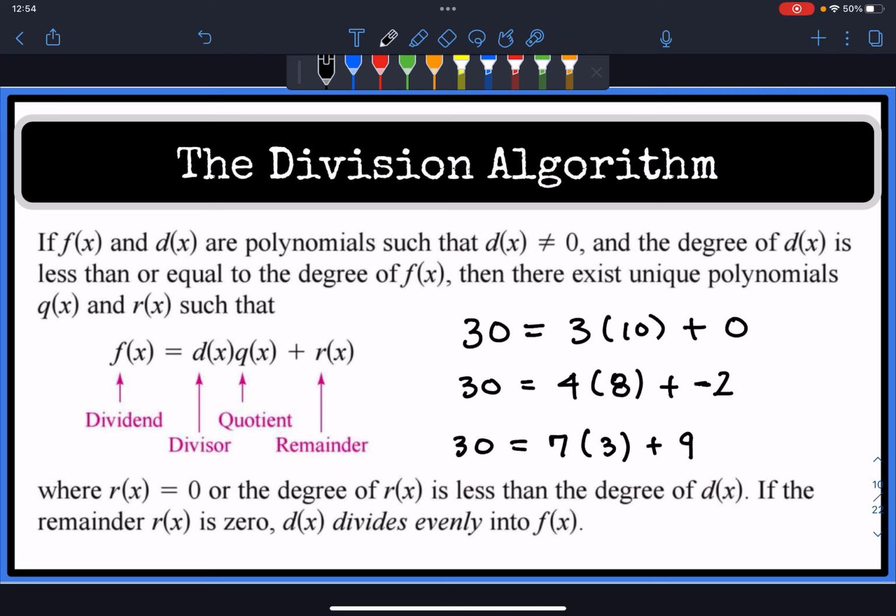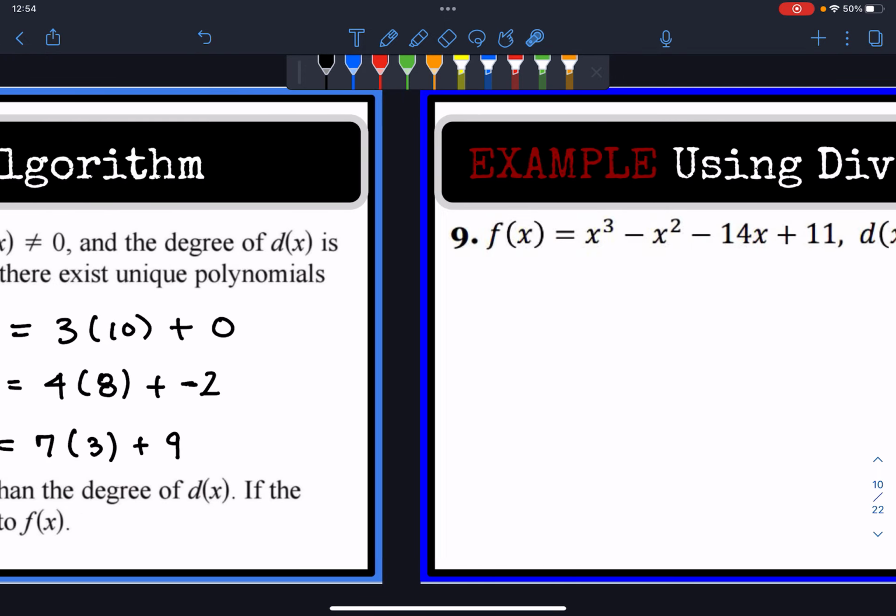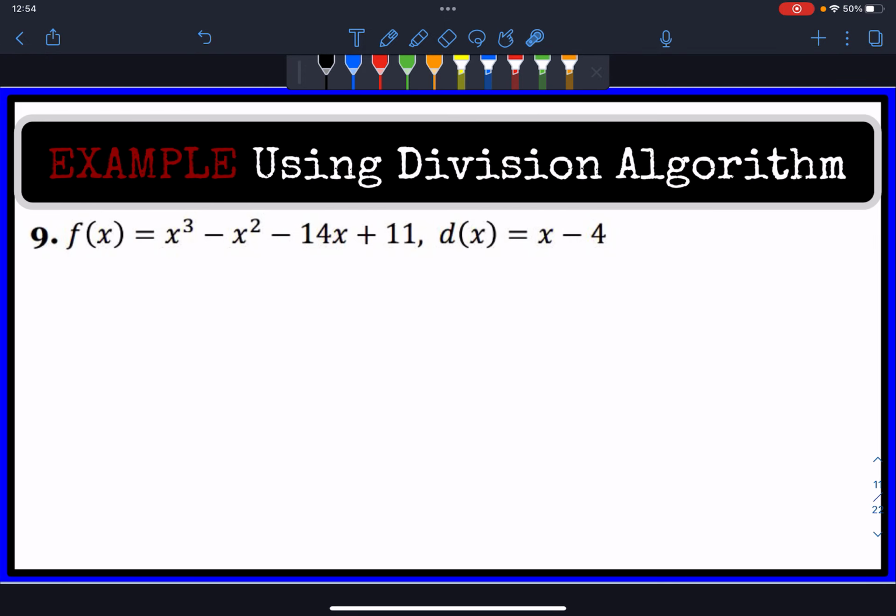Now, if this is true about, again, integers, then it's also true with polynomials. So we're going to use the division algorithm to represent a function as the product of a quotient and a divisor plus a remainder r of x. So for example, here, let's use the division algorithm to write f of x as the product of x minus 4 times some quotient plus a remainder. So what we have to do is, using synthetic division, figure out what that quotient is.